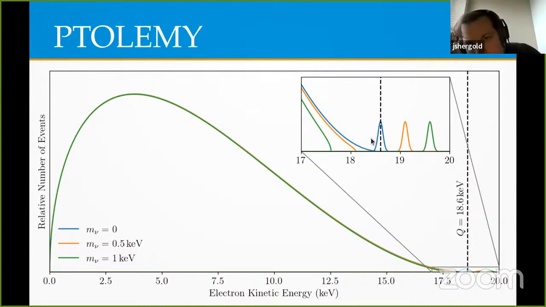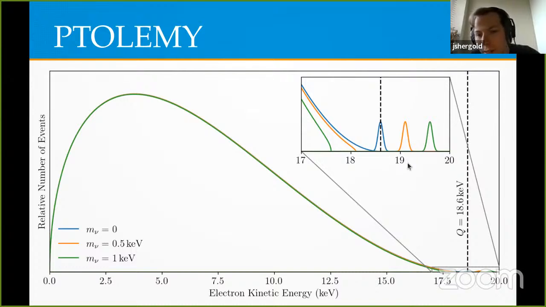Now, on the other hand, at Ptolemy, you want to capture a neutrino in the initial state. So all of this 18.6 keV from the tritium beta decay, as it were, plus the energy of the incident neutrino is given to the outgoing electron. So you end up with peaks beyond this 18.6 keV by one neutrino mass, corresponding to a neutrino capture, which means these peaks are separated from the beta decay endpoint by two neutrino masses.